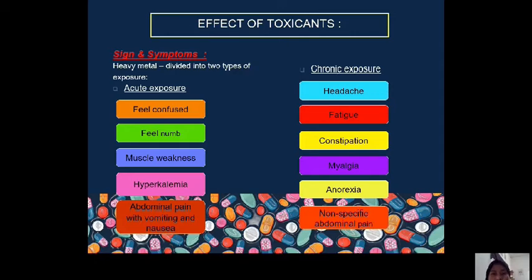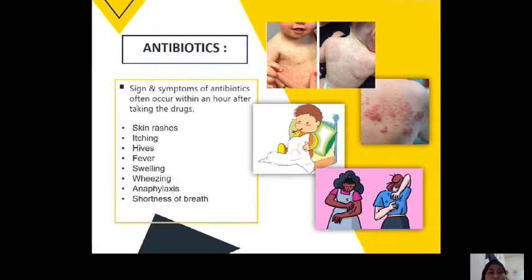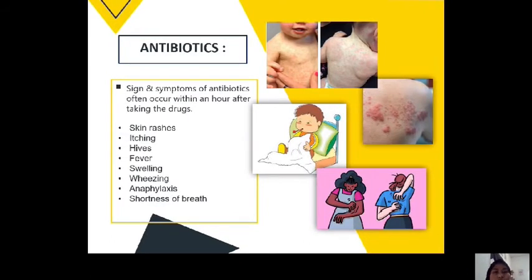For chronic exposure, the signs and symptoms are headache, fatigue, constipation, myalgia, anorexia, and non-specific abdominal pain. Myalgia is a medical term used for muscle pain. Next, the signs and symptoms for antibiotics. Usually, they occur within an hour after taking the drug. So, you may have skin rashes, itching, hives, fever, swelling, wheezing, anaphylaxis, or shortness of breath.